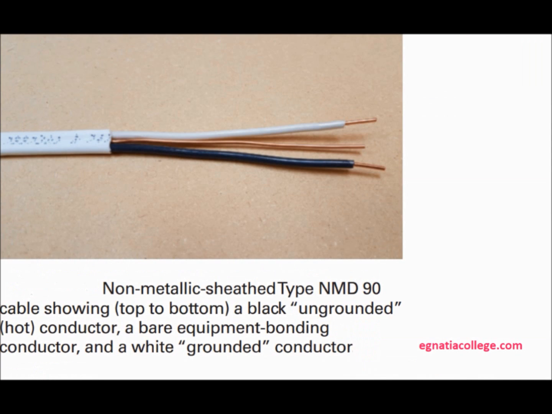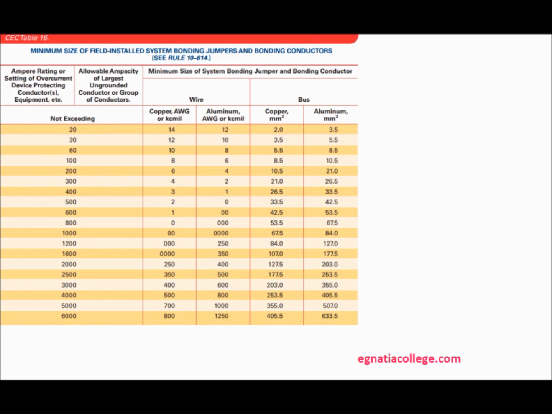Non-metallic sheathed cable has an uninsulated copper conductor that is used for bonding purposes only. This bonding conductor is not intended for use as a current-carrying circuit wire. Equipment bonding requirements are specified in Rules 10-600 through 614. These rules require that all boxes and fixtures in the residence be bonded to ground.